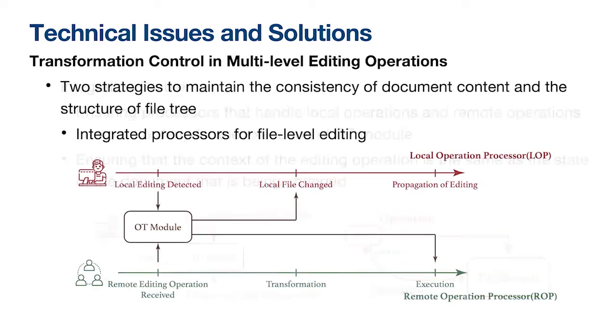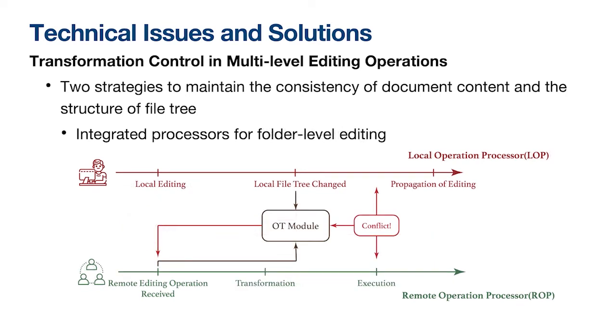To ensure these conditions, we have designed two strategies to maintain the consistency of document content and the structure of file level respectively. Firstly, when a local file-level editing operation is detected by the system, before it is applied in the document, the local operation processor will request a lock in the OT module of CP-Roof Client, as is illustrated. If there is currently a remote editing operation being transformed and executed, LOP will be blocked until the remote operation processor completes the transformation and the document state is changed. Things become different when it comes to folder-level editing operations.